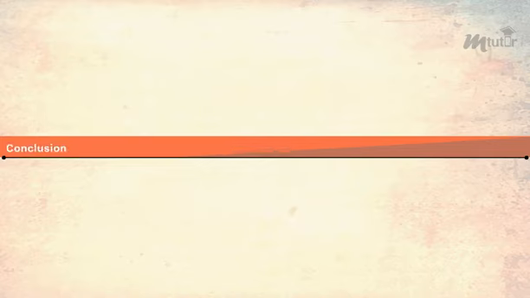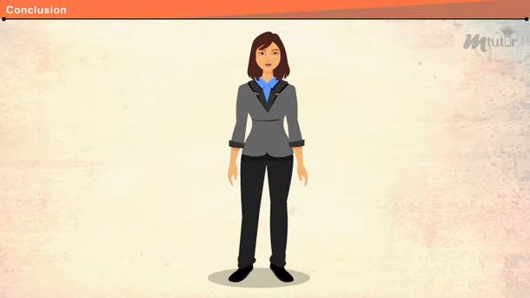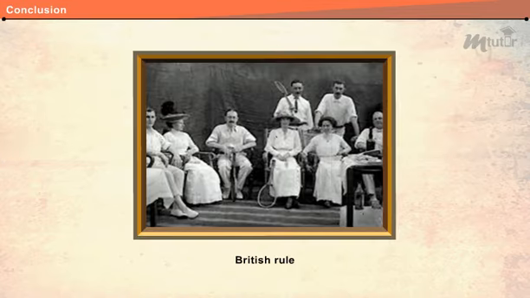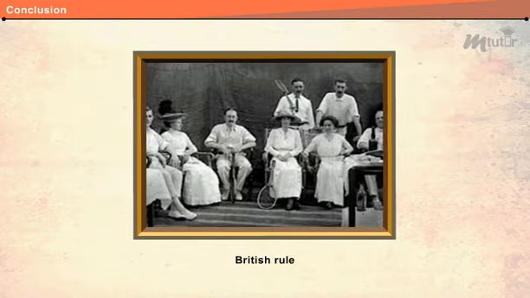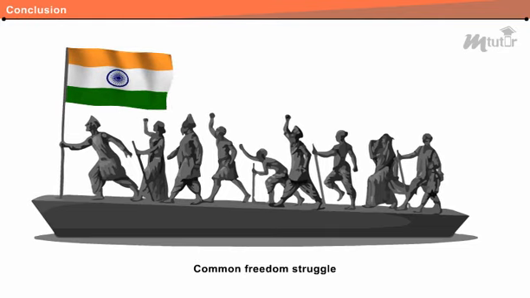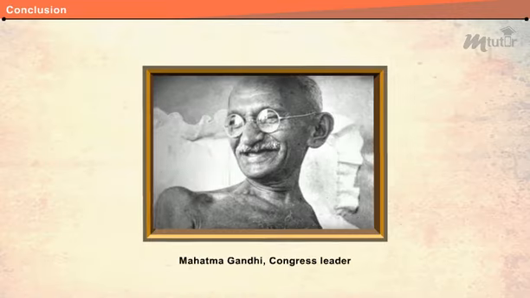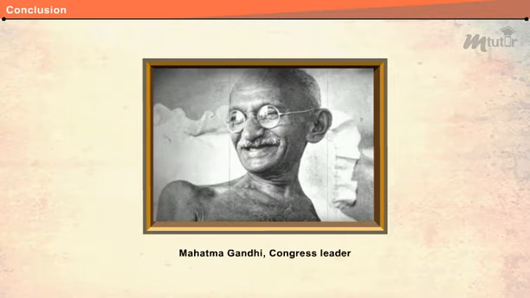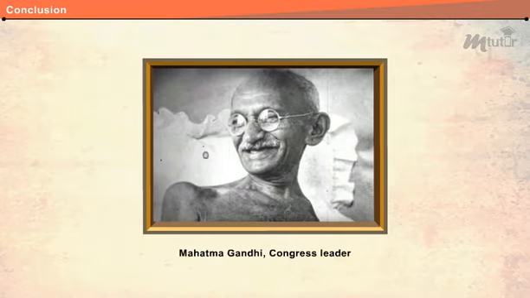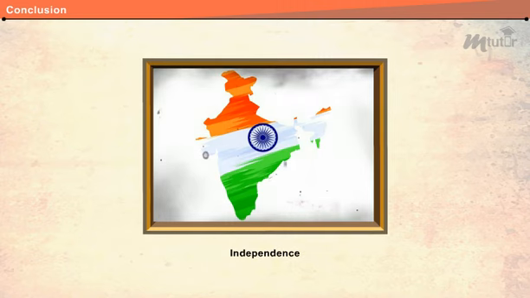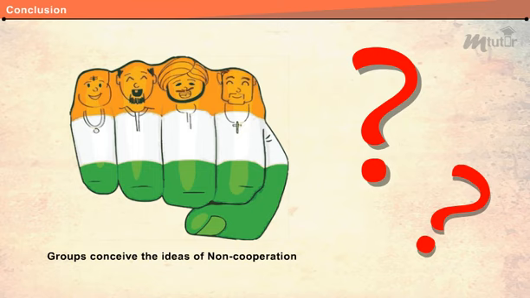Conclusion. To conclude, the anger among the people against the British rule brought together various groups of Indians into a common freedom struggle. The Congress, under the leadership of Mahatma Gandhi, did many non-violent protests to gain complete independence. In the next lesson, let's see how different social groups conceive the idea of non-cooperation.